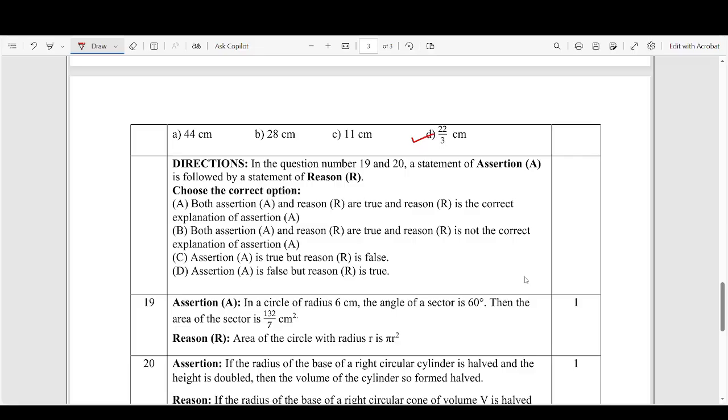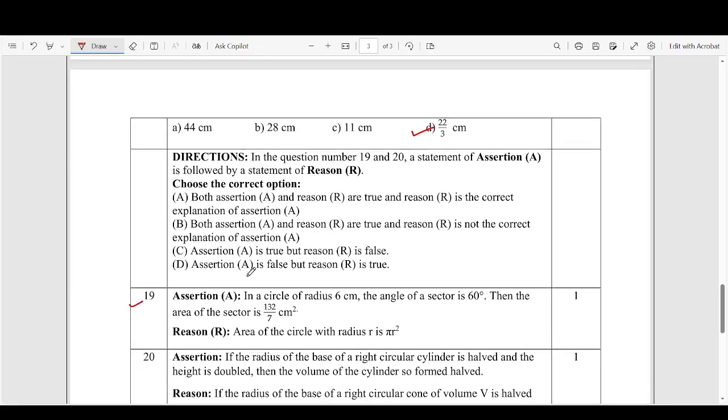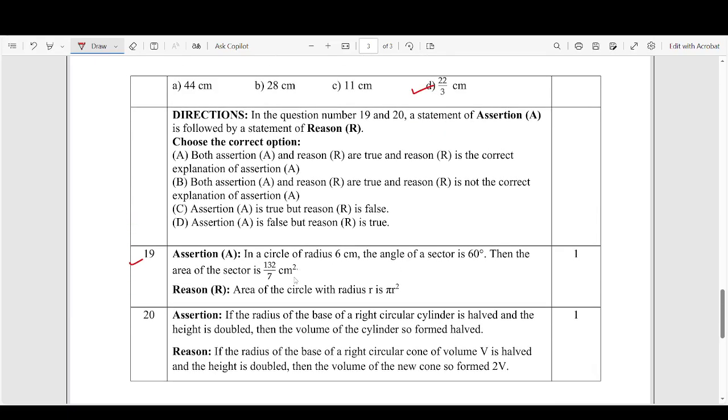Now next question, question number 19. This is an assertion and reason question. Options are given A, B, C, D. Now let's see the assertion. The assertion is that in a circle of radius 6 cm, the angle of the sector is 60 degree.